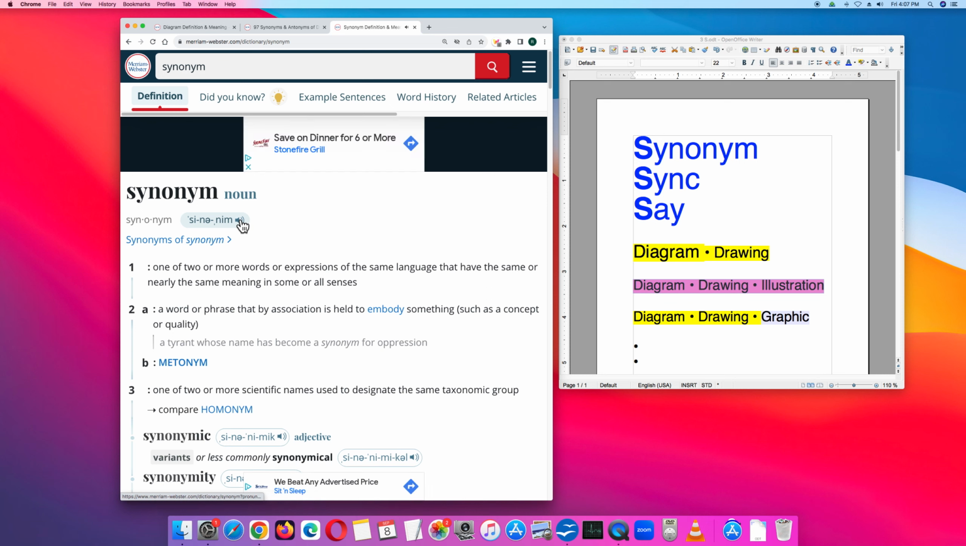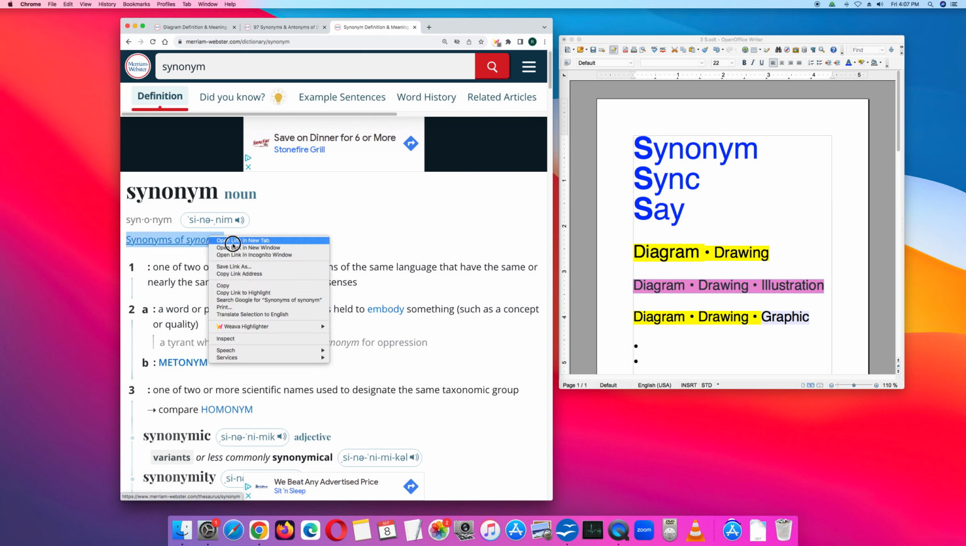Synonym. I listen to the sound. I say it, synonym. Make sure I know how to spell it, S-Y-N-O-N-Y-M. So you don't need to memorize the spelling. I mean, it's not a spelling bee. But you can just read along, S-Y-N-O-N-Y-M. So I'm going to look at the synonyms of synonym.